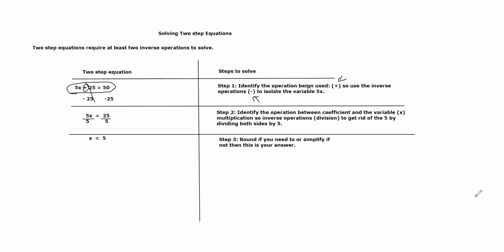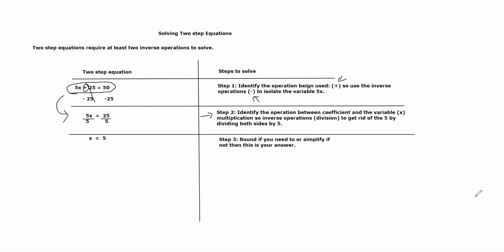So now we're going to move on to the next step, right? We're now down here. We have 5x is equal to 25, right? That moves us on to step 2. We're not done with the problem. 5x is equal to 25. That x is not by itself. It still has a 5 attached to it, which means we've got to get rid of the 5. So we're going to do the same thing.